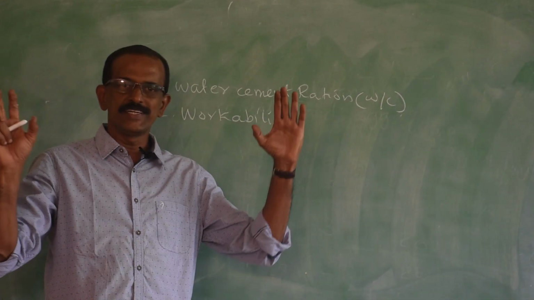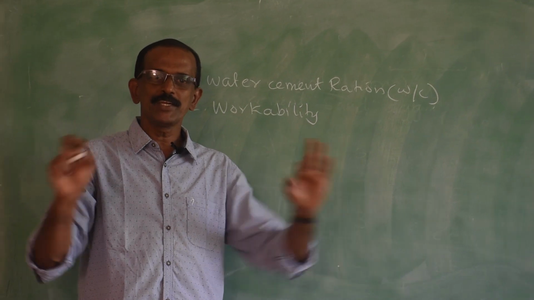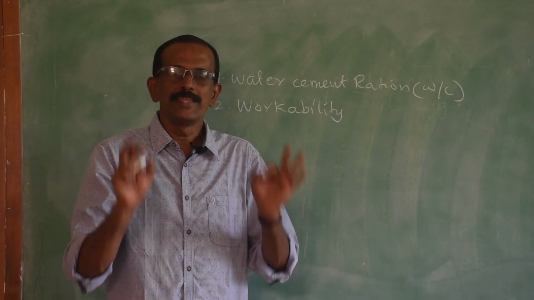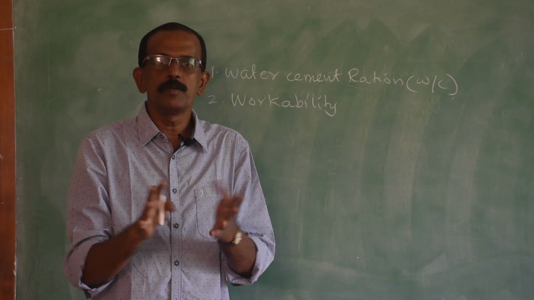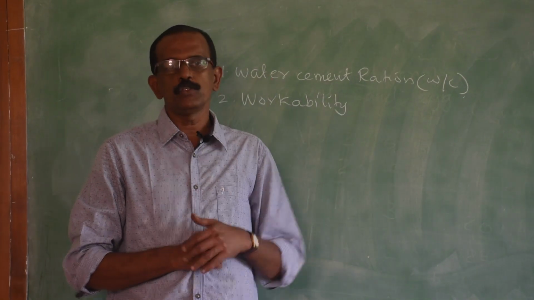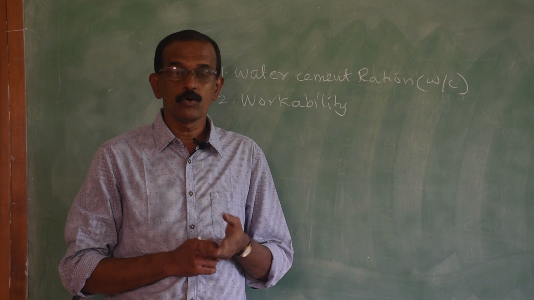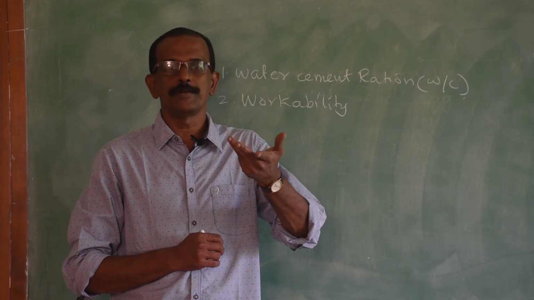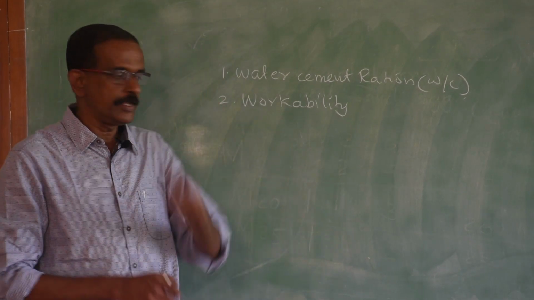The name itself gives the definition. Water cement ratio. What is meant by water cement ratio? The amount of water to the amount of cement by weight. That's all. That is called water cement ratio. What is the purpose of adding water to cement, or what are the functions of water in cement or concrete? There are mainly two functions.